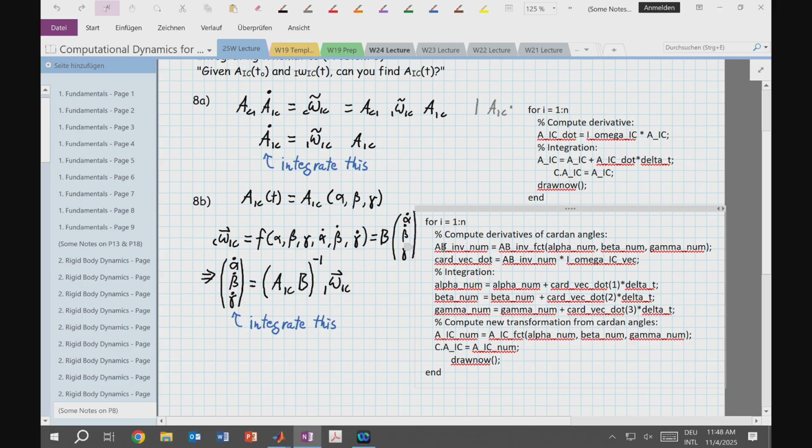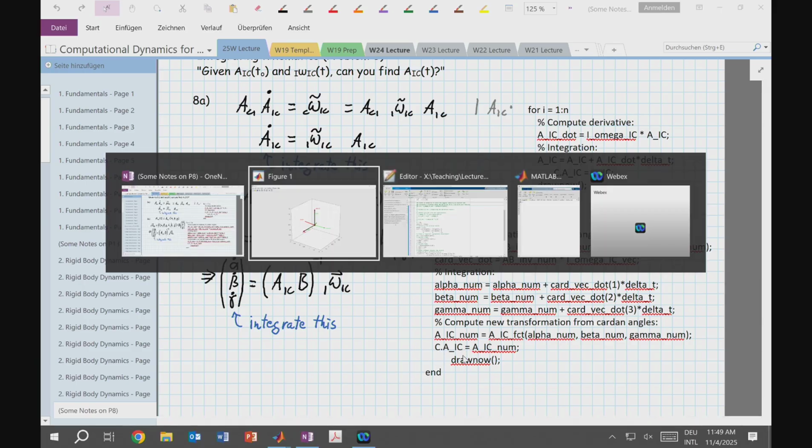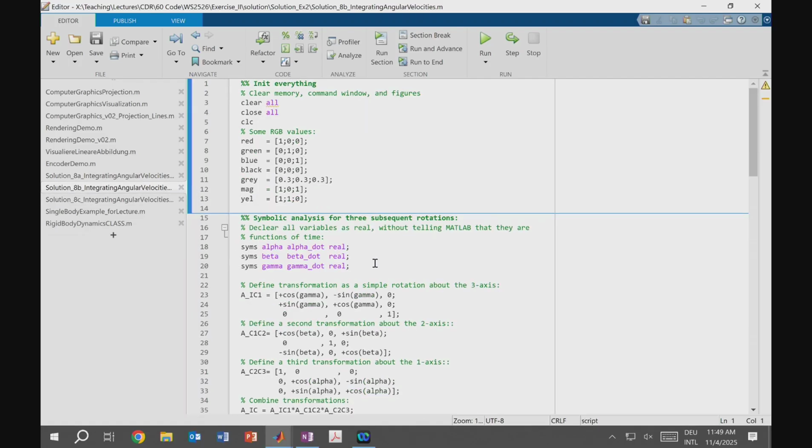So at every step, I compute this matrix here. Based on that matrix, I compute these derivatives. I integrate them, right? This is again the stupid Euler forward integration. So alpha new is alpha old plus alpha dot times delta t, right? And the same for beta and gamma. And then I use this function to assemble alpha, beta, and gamma back into a rotation matrix and apply that, update my graphics window. And this would be solution 8b.